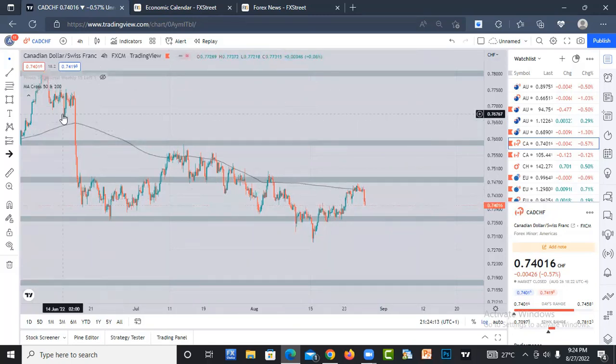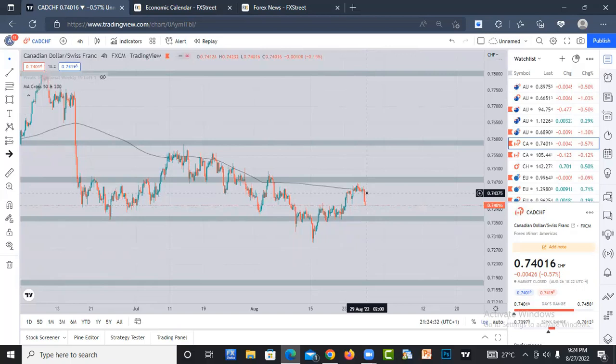Now, when we came back to our lower time frame, you can see the price is on a downtrend on our lower time frame. The price on a downtrend on the lower time frame signals a retracement for our higher time frame. You get what I'm saying?